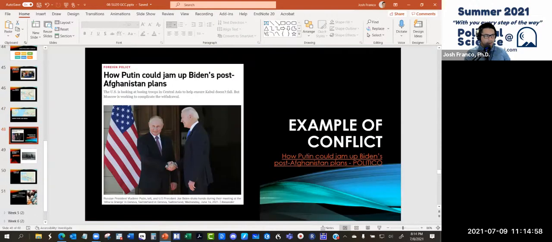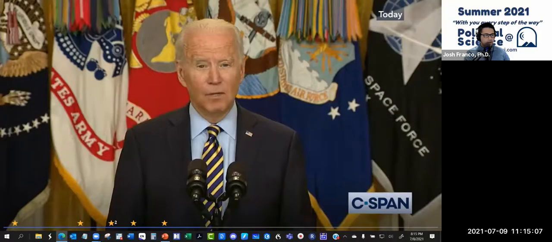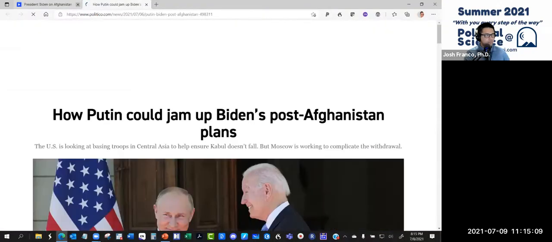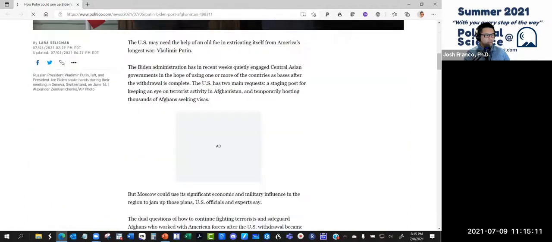Now, in connecting back with Afghanistan, I wanted to share this article titled "How Putin Could Jam Up Biden's Post-Afghanistan Plan." So we're going to open up this article, and I'll have it read a bit of these paragraphs to us.